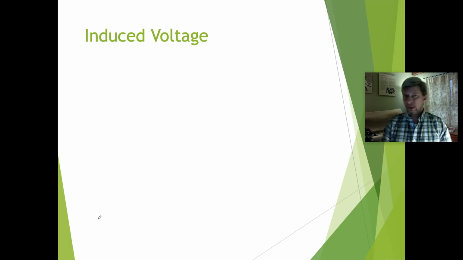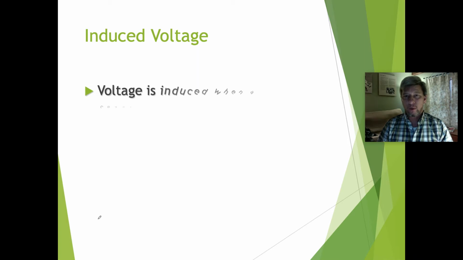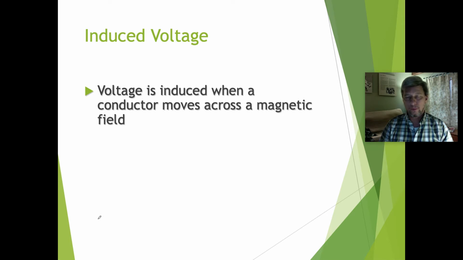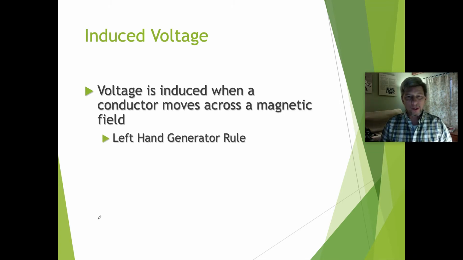Well, over the course of the last couple of weeks, we've been talking about the idea that you can generate a current in a wire by moving the wire through a magnetic field. You can also induce a magnetic field based on running a current through a coil of wire. And so the moral of the story is that you can induce an electric potential, in other words, a voltage, whenever a conductor moves across a magnetic field.